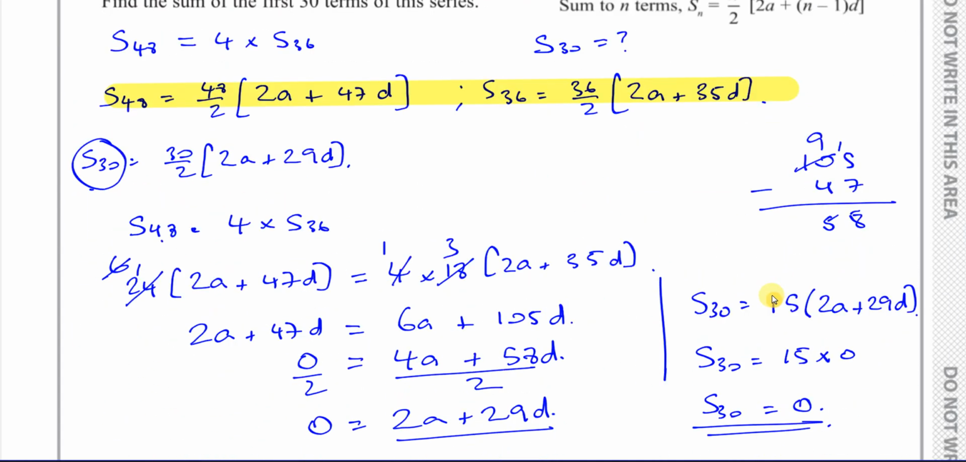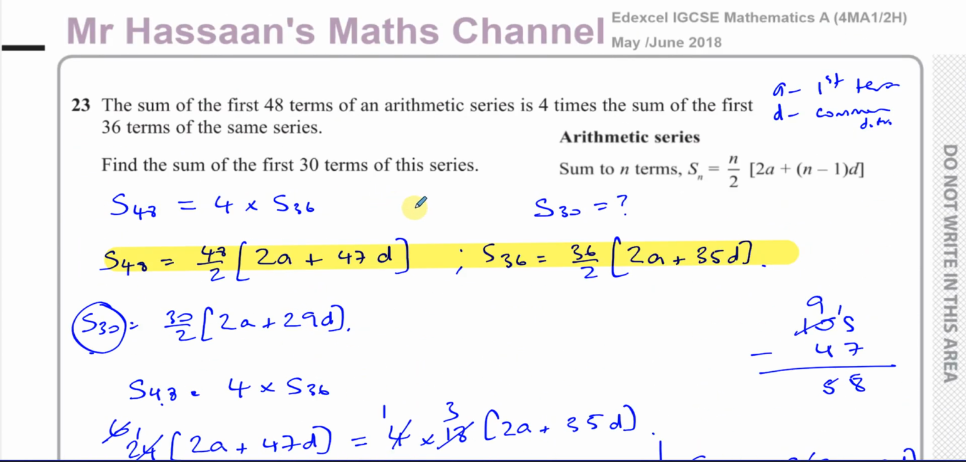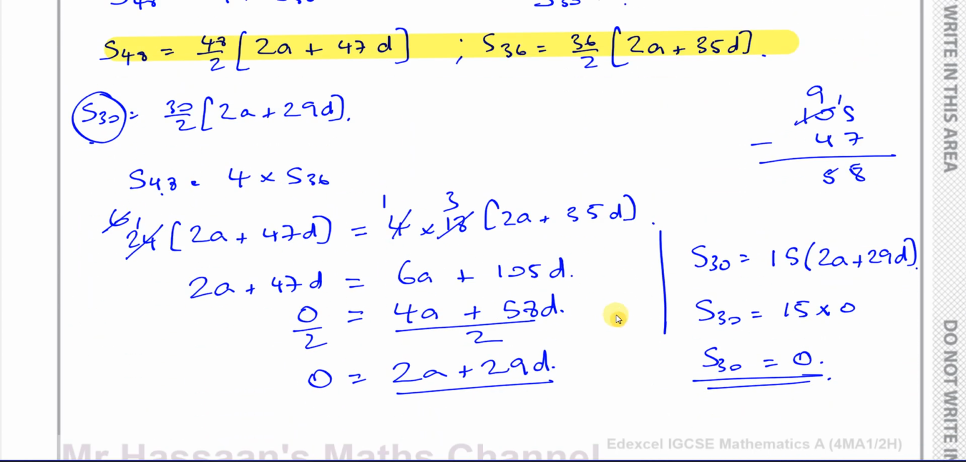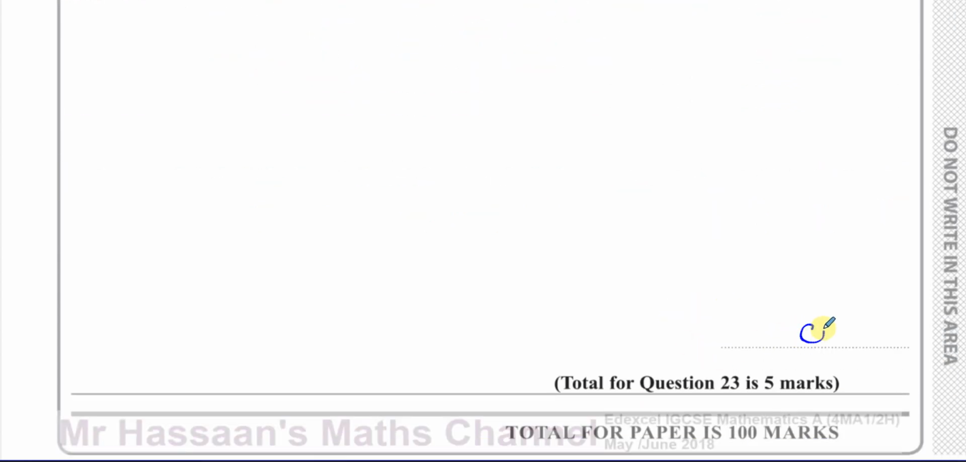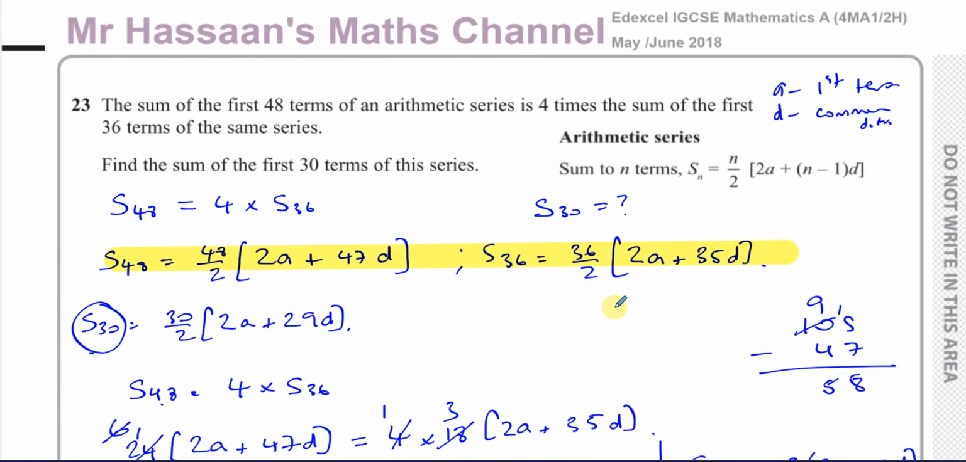So that basically is the answer to this question, 0. All right, and if you look at the mark scheme, it is 0. Some people might have thought they've done something wrong here, but actually it's correct. Sometimes the last questions are like that, there to confuse you, but that's the answer to this question. So that completes this paper.